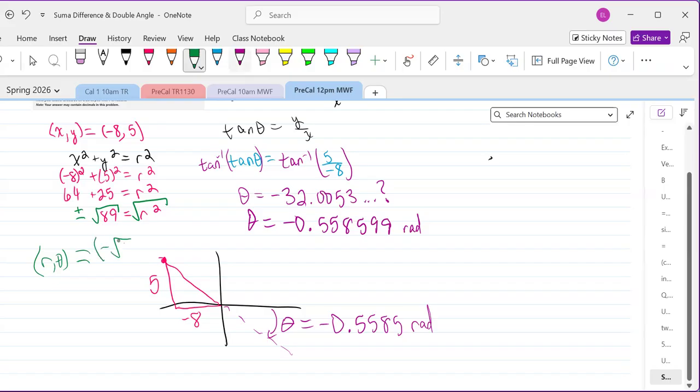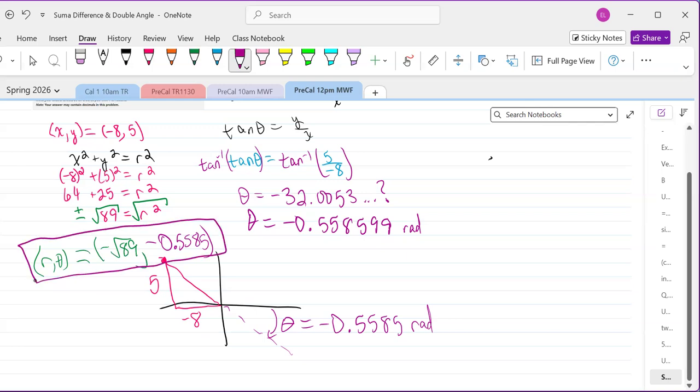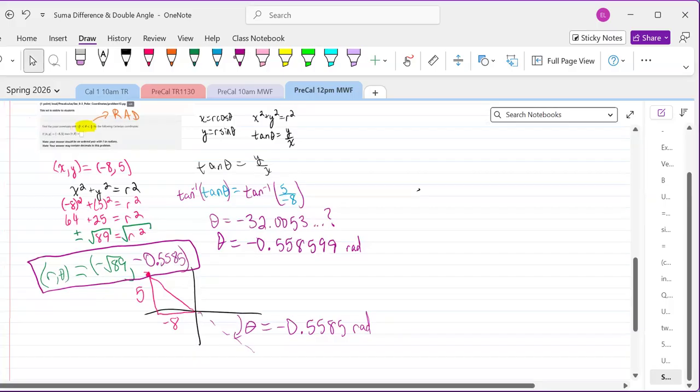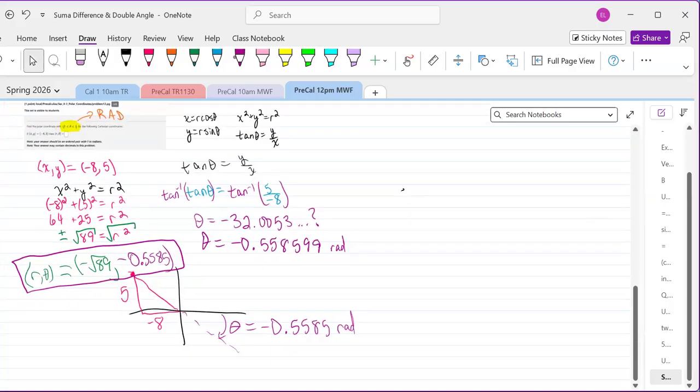So we'll have the negative square root of 89 with the negative 0.5585 radians. Or 0.5586 if you want to round it. Either's fine. So that is the only answer that WebWork will accept. And with the way the question is written on the test, that is the answer that needs to be on the test. Now, certainly there are equivalent points to this point.